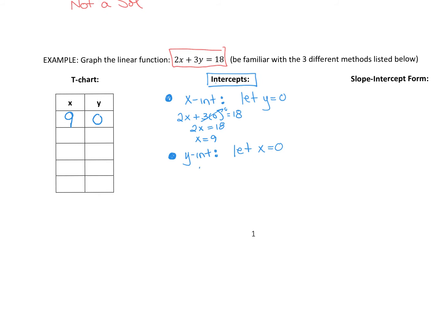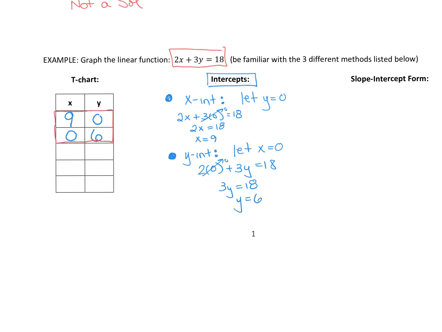So now if we let x equal 0, we get 2 times 0 plus 3y equals 18. 3y equals 18, so y is equal to 6. So if we let x equal 0, we'll get y equals 6. Now, that's enough to graph this, but we often like to have another ordered pair. These are called the intercepts. That would be the intercept form of graphing if we just plot these two.